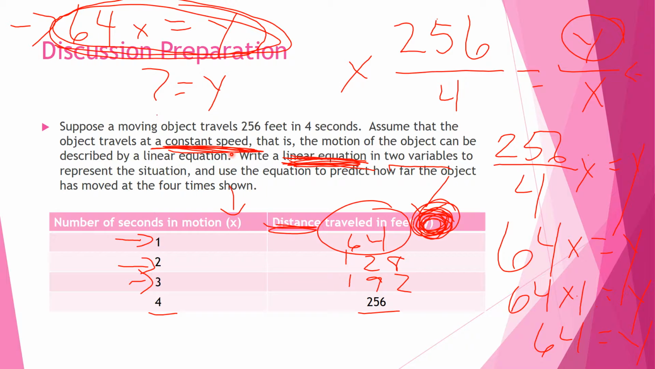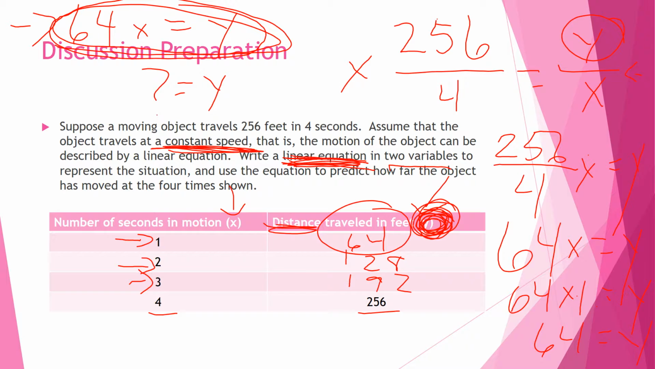Write a linear equation in 2 variables to represent the situation and use the equation to predict how far the object has moved at the 4 times shown. So here are our functions here. We have x, which is the number of seconds in motion. We have y, which is the distance traveled in feet.